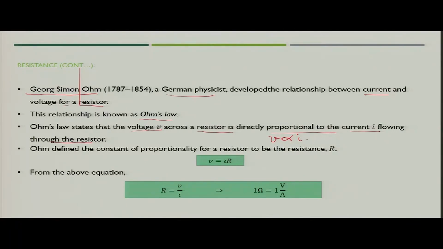Now, Ohm defined one constant, called the proportionality constant, for this equation, and that was represented by R, and from there the equation came like V is equal to R into I. So, this proportionality constant was the resistance of the element through which the current is flowing. From the above equation you can simply say that resistance R is nothing but voltage V divided by current I. So, what will you say for 1 ohm? You will say 1 ohm is nothing but 1 volt per ampere.